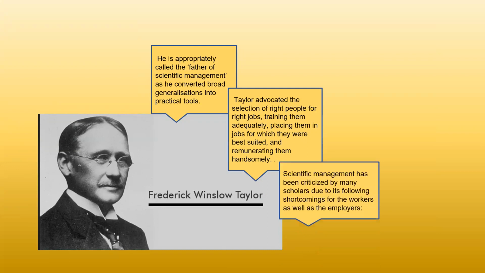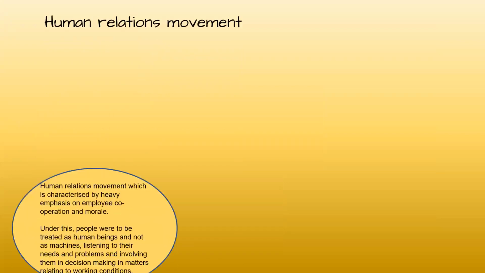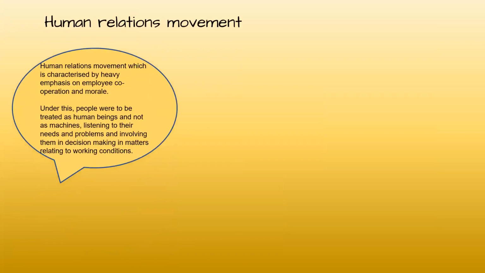So scientific management has been criticized by many scholars due to its following shortcomings for the workers as well as the employers. So this was about scientific management. And then the next important concept that came was the human relation movement. This human relation movement emerged due to the failure of the scientific management theory, and it gives great importance to assistance and the morale of the employees.